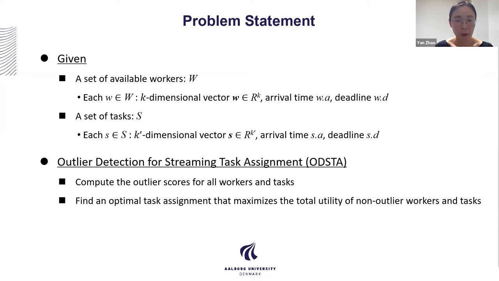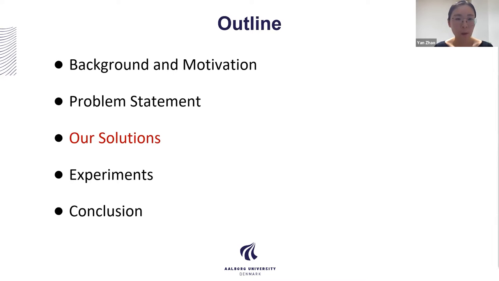Our problem is to compute the outlier scores for all the workers and the tasks and use this to find an optimal task assignment that maximizes the total utility of non-outlier workers and tasks. We will next present our solutions.